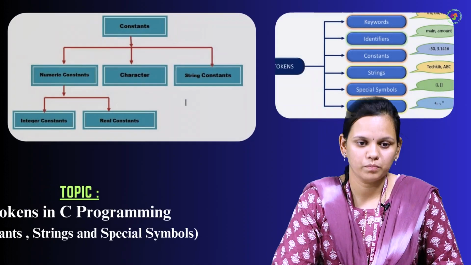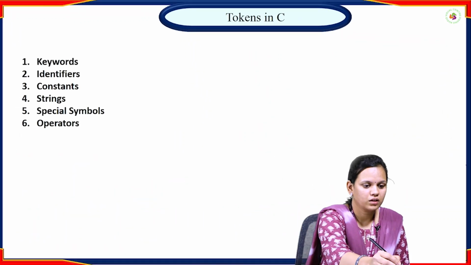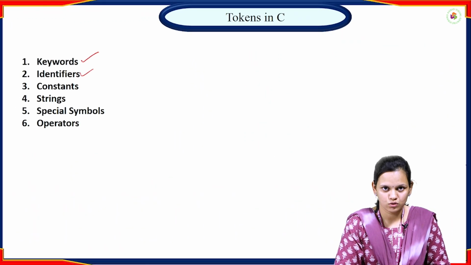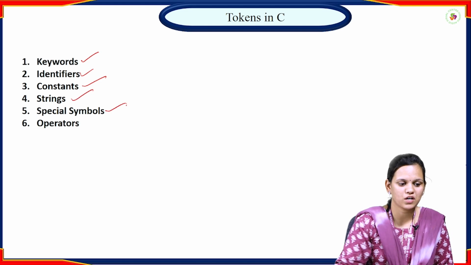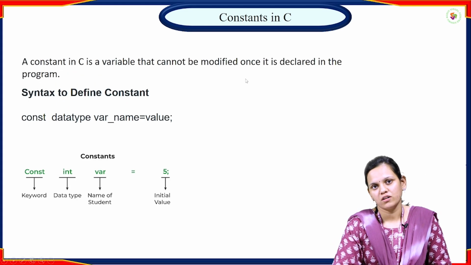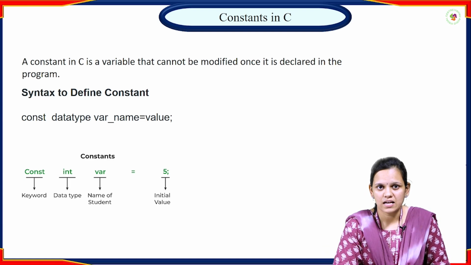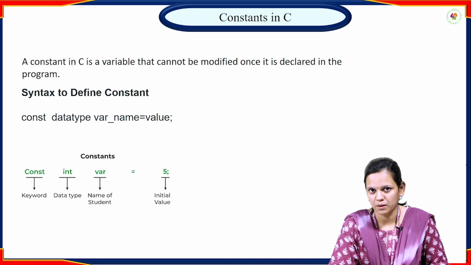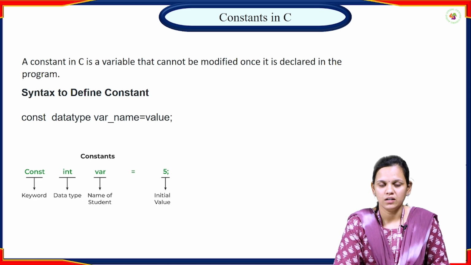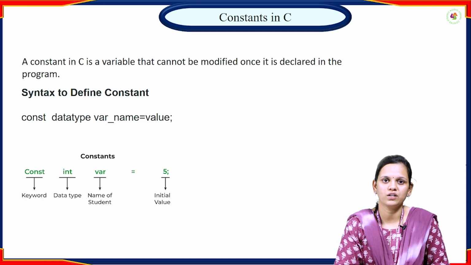As we have discussed tokens in C in the last video, we have completed keywords and identifiers. So today we'll discuss constants, strings and special symbols. What is a constant? As we have discussed in the earlier class, a constant has a fixed value which cannot be changed throughout the program. It is not like a variable, right? If I define a constant, the value will be fixed throughout the program. If I try to change the value of the constant, you will get an error, right?